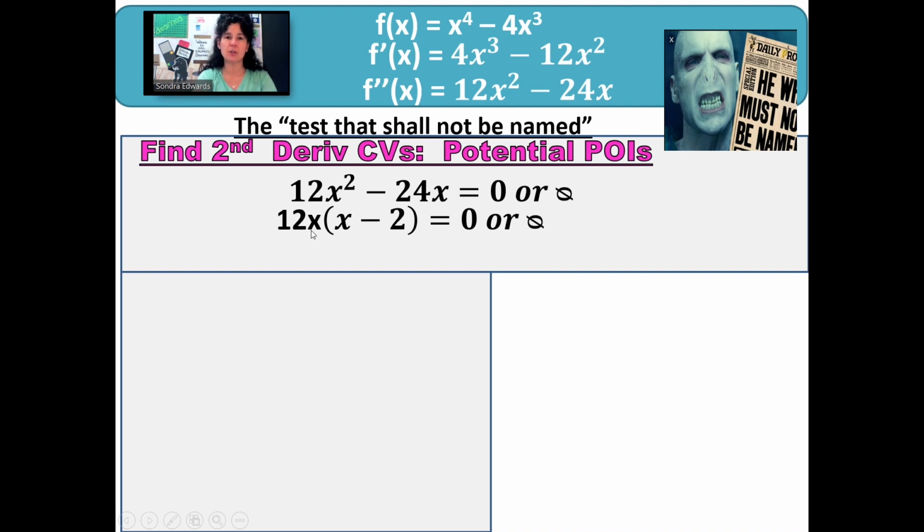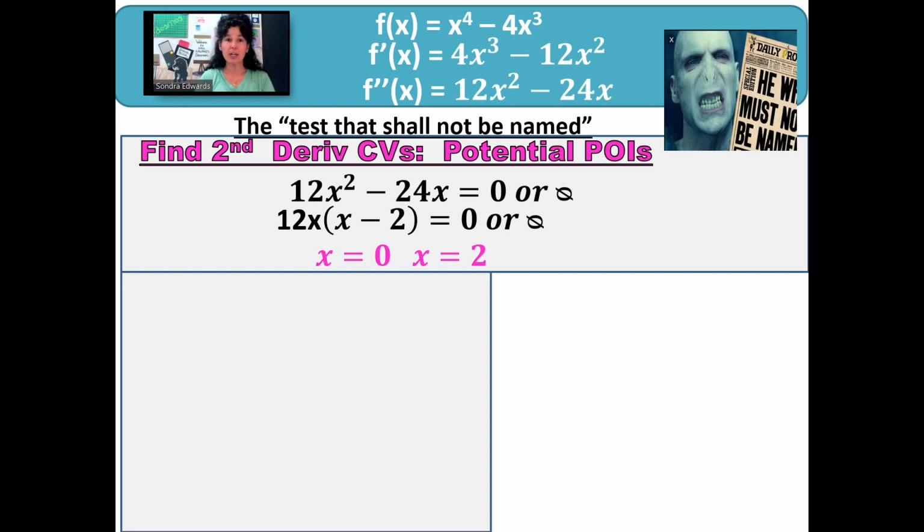So 12x equals 0 solved is 0, and x minus 2 equals 0 is 2. So we have our second derivative critical values. I know that I'm repeating myself, but it's hard to keep all of this straight. First derivative critical values are possible mins and maxes. Second derivative critical values are possible points of inflection.